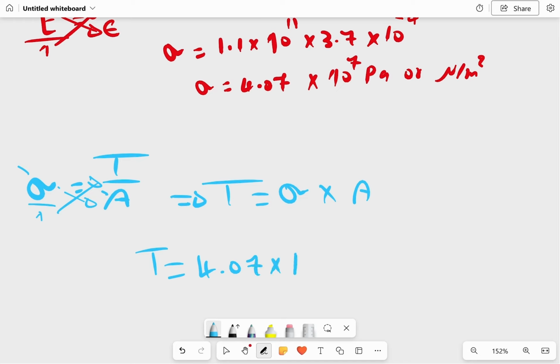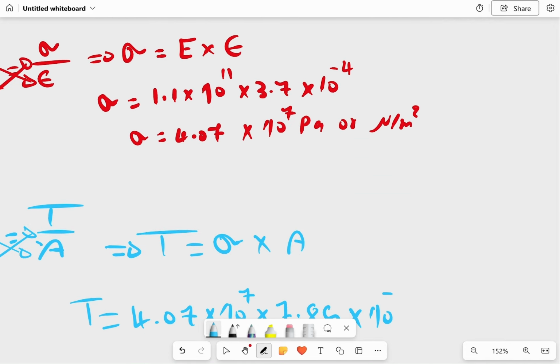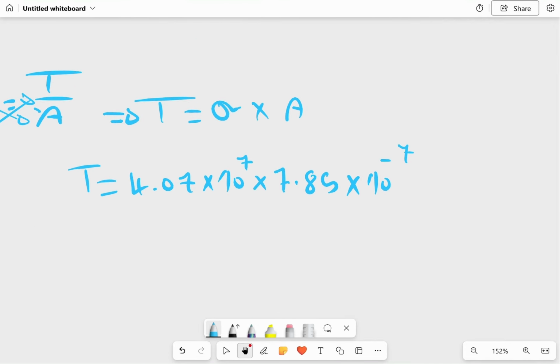4.07 times 10 to the power of 7 times area, which was equal to 7.85 times 10 to the power of minus 7. Yes. Now tension will be equal to what? Tension will be equal to 31 point. These two powers will cancel because they have opposite signs. 31.9 Newton or 32 Newton approximately. Okay, this is question 2.